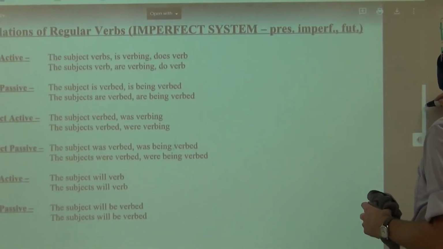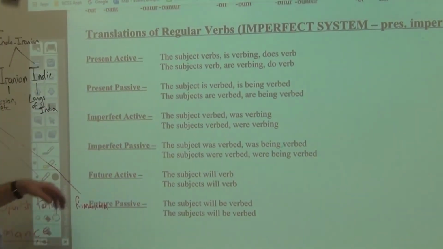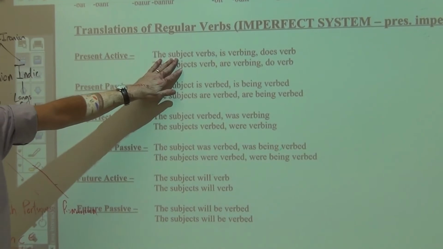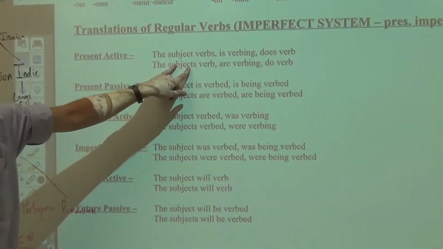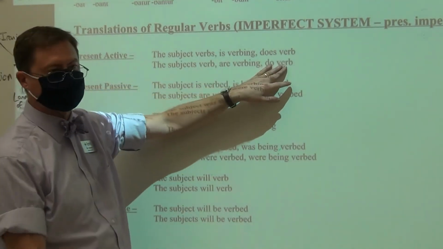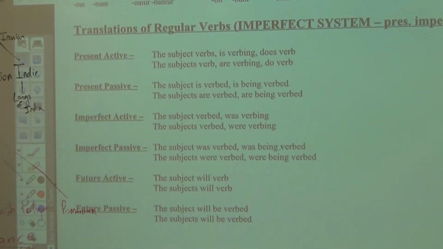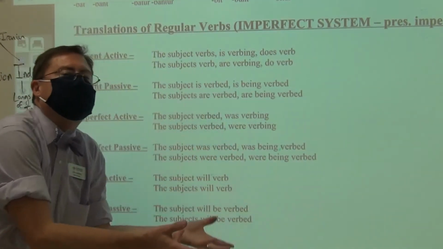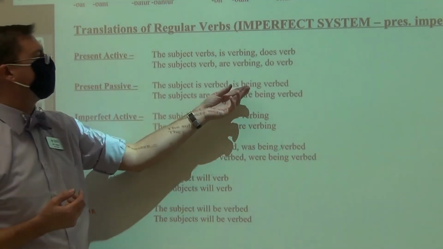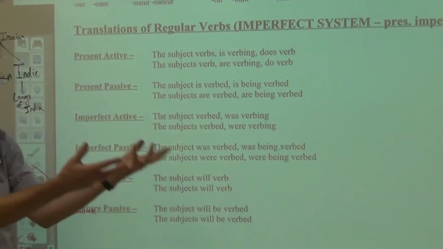So for the active, and remember, active means the subject commits the action. And that's why I say the subject verbs for singular. The subject is verbing, the subject does verb, or if it's more than one, the subjects verb, the subjects are verbing, the subjects do verb. They actively do it. Compare that to passive expression, in which your endings would be ris, tur, mur, mini, and ntur. The subject doesn't do the verbing, the subject is verbed upon. Or you could say the subject is being verbed.